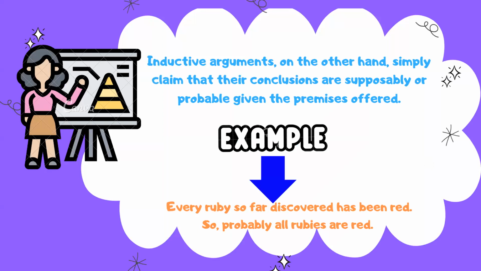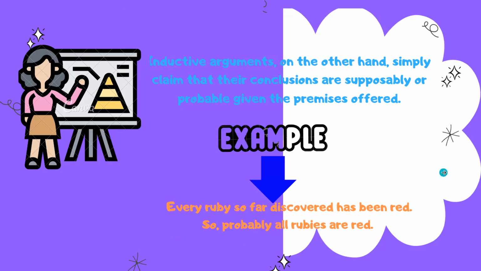On the other hand, inductive arguments simply allege that their conclusions are likely or probable given the premises offered. And there is an example. Every ruby so far discovered has been red, so probably all rubies are red. And as we can see, there is a path from specific to general. Let's move.